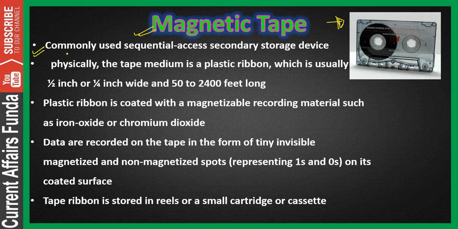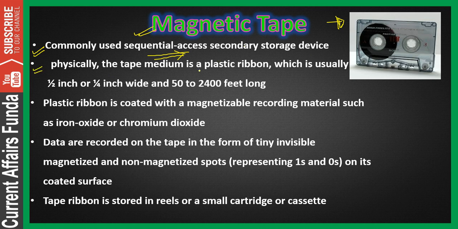First point about magnetic tape: it is a commonly used sequential access device. If you have used audio cassettes or video cassettes, you will be very familiar that this is the main example of a sequential storage device, because here data comes in a sequential way. Suppose you want to listen to a song: the first song stored here comes first, then the second, then the third. If you want to listen to the third one, you forward your cassette and reach the third song, but you can't directly listen to that song. So it is a commonly used sequential access storage device.